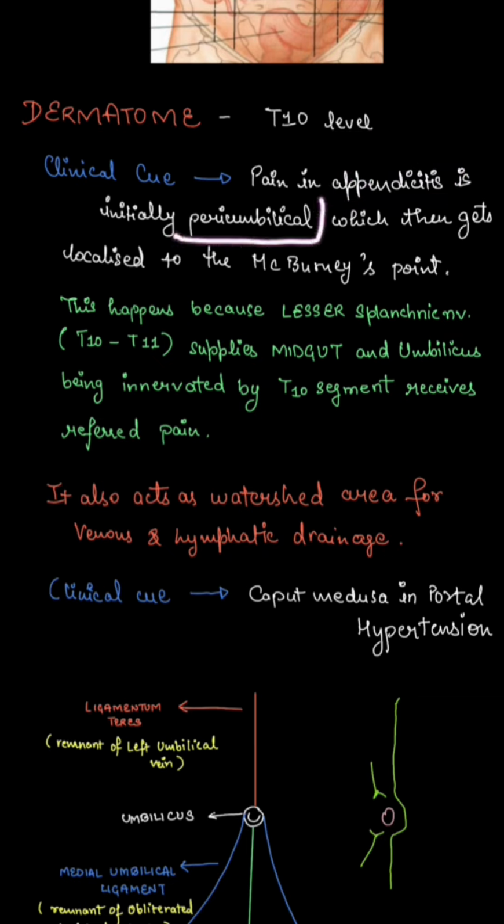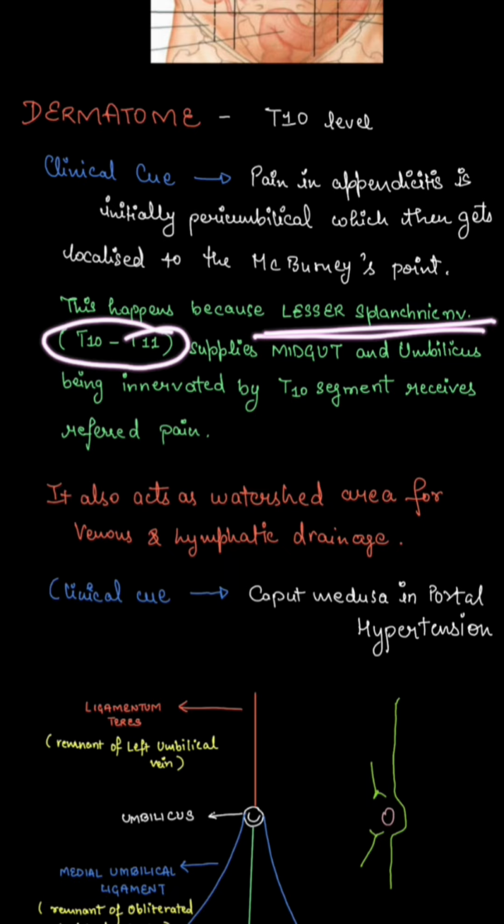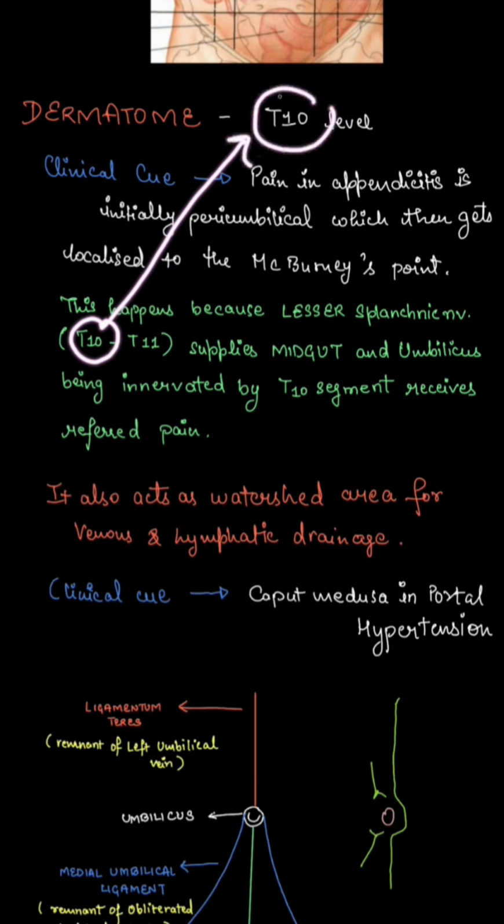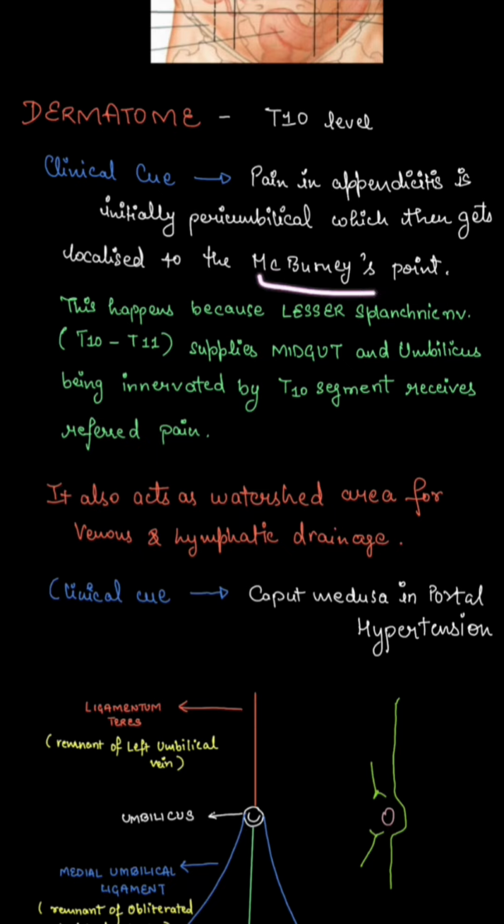The fact is that the pain is periumbilical because this appendix is a structure of midgut, and midgut is supplied by T10 T11, which is the lesser splanchnic nerves. So it is supplied by the lesser splanchnic nerves, and the same dermatome is also present at the umbilicus. So T10 pain gets referred to T10 dermatome, which is the umbilicus. Okay, but later on, as the inflammation gets more severe, then the pain starts getting localized to McBurney's point.